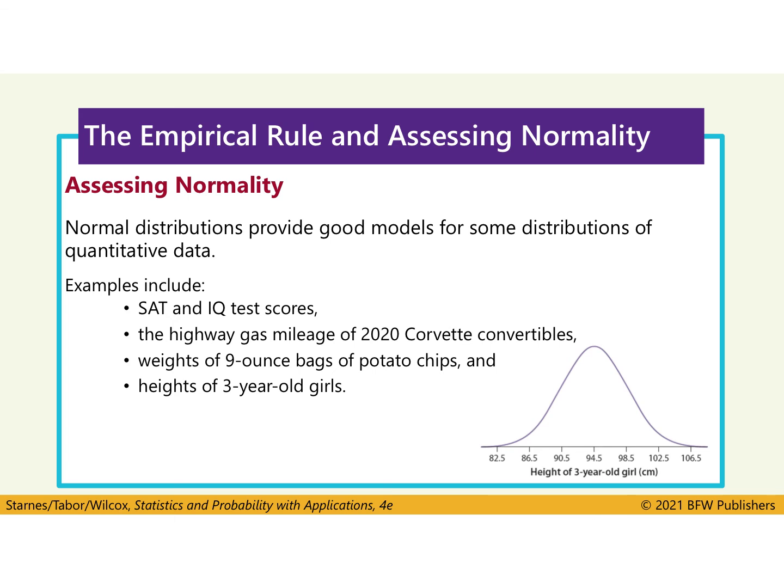Now, we can use the empirical rule to assess normality. Normal distributions provide good models for some distributions of quantitative data. Examples are SAT scores, IQ scores, ACT scores, the highway gas mileage of the 2020 Corvette convertible or any car, weights of a 9-ounce bag of potato chips, heights of 3-year-old girls, lengths of 6-month-old babies, or weights of 6-month-old babies, naturally occurring measurements.